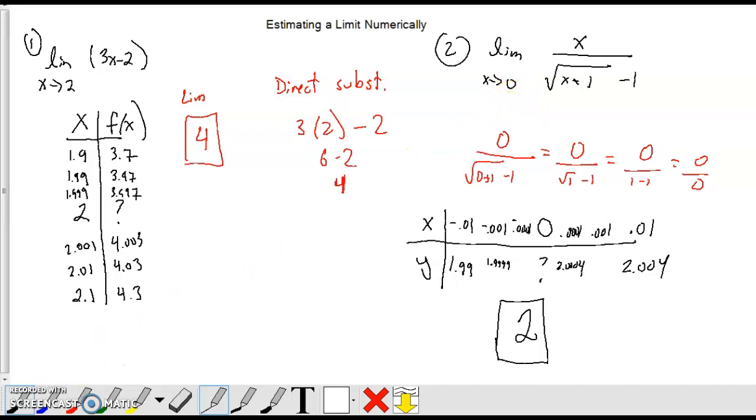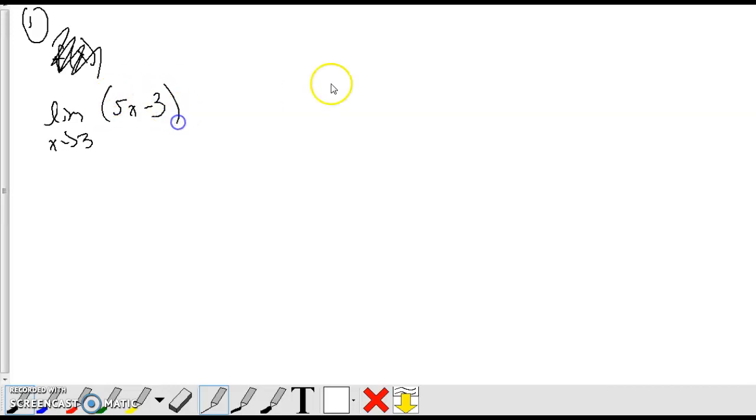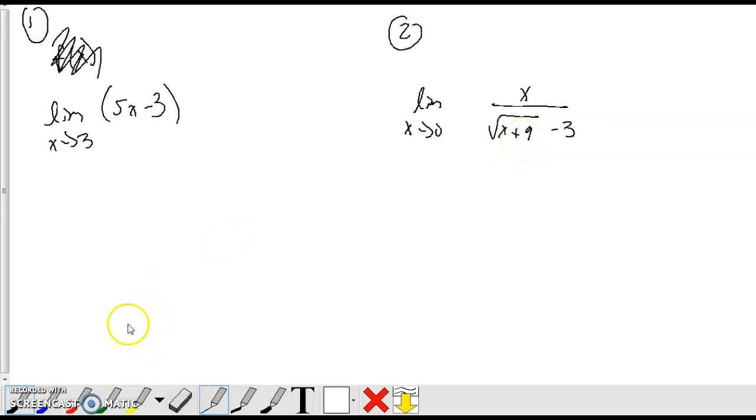Okay. Now I want you to try a couple problems on your own. So I want you to try this one: the limit as x approaches 3 of 5x minus 3, and then try this one: the limit as x approaches 0 of x over the radical of x plus 9 minus 3. See what you get for both of these limits, right? The answers will be found on the next video.